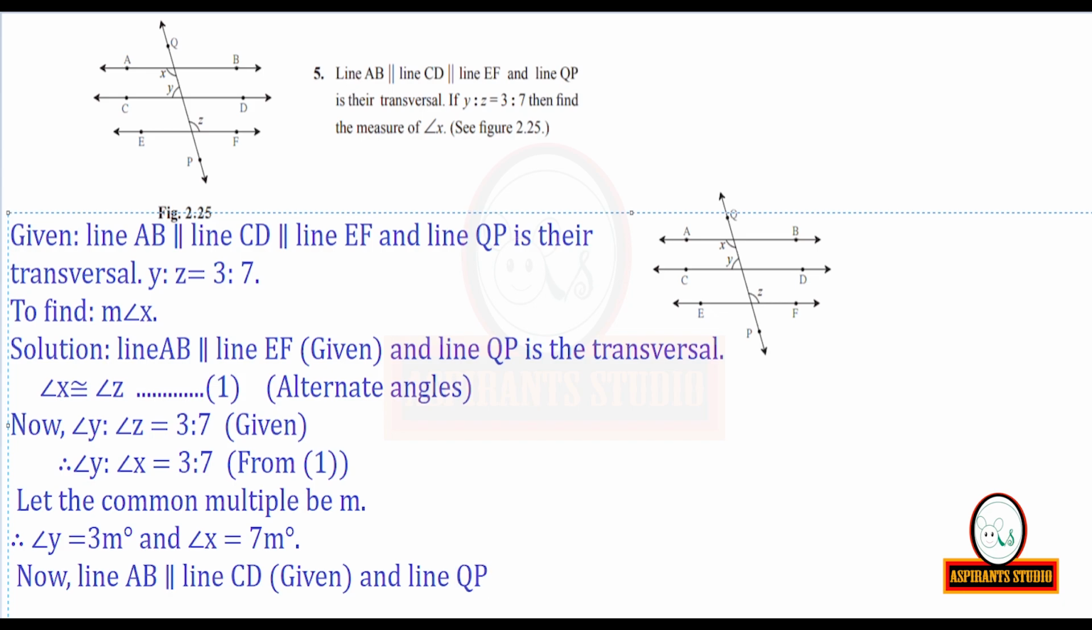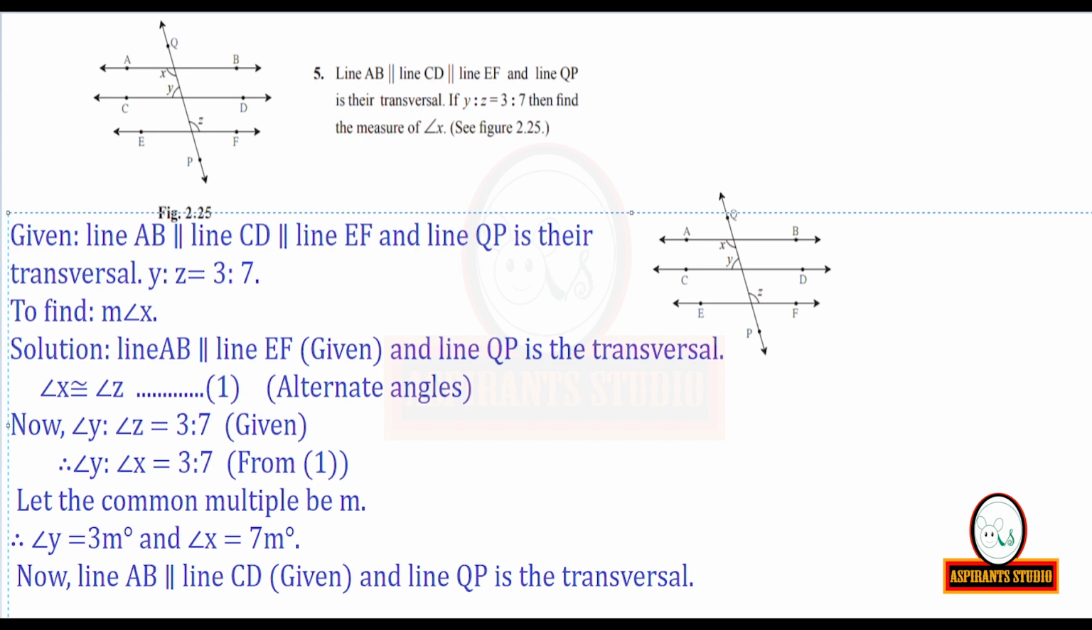So now look at the figure. You can see angle X and angle Y to be interior angles. So we can apply the interior angles theorem here. According to the interior angles theorem, the sum of the measures of the interior angles will be equal to 180 degrees. Therefore, we will get measure of angle X plus measure of angle Y is equal to 180 degrees.